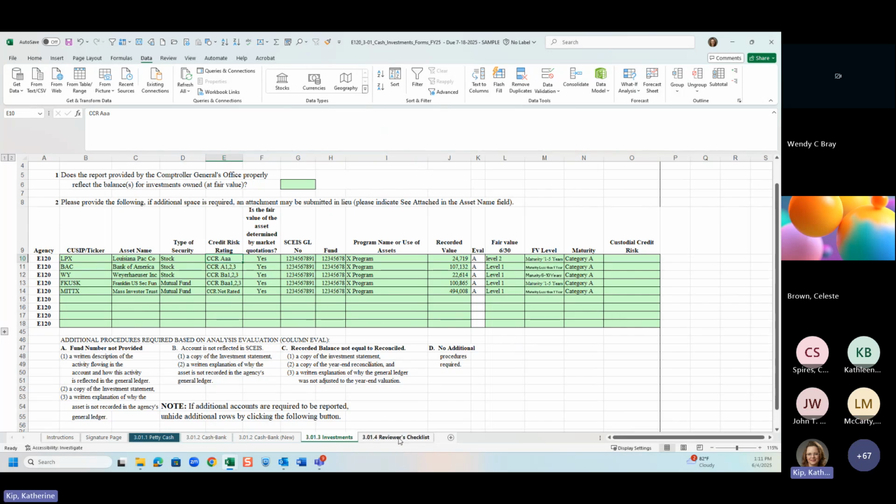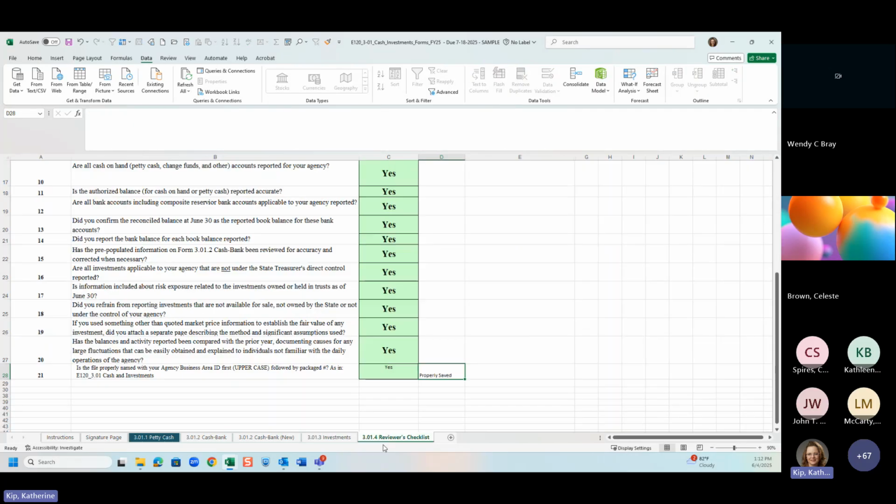So once you finish the investments, if you do, there's very few agencies that do fill out the investments. If you are one of the agencies that fill out the investments and you have any questions about the credit risk rating, fair value level, maturity, custodial credit risk, please give me a call. I can walk you through it.